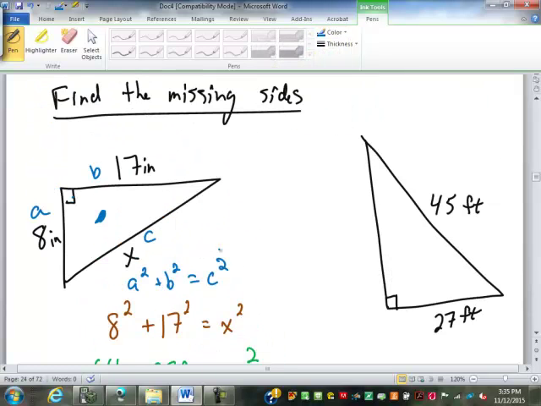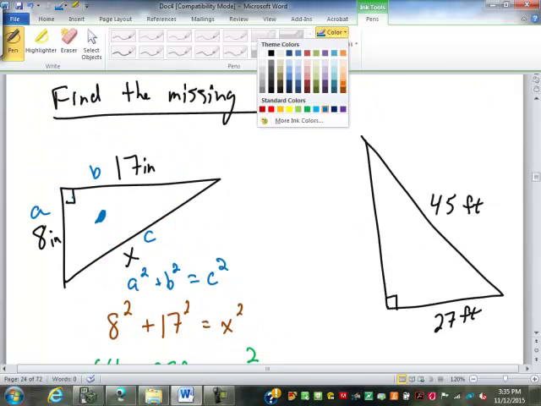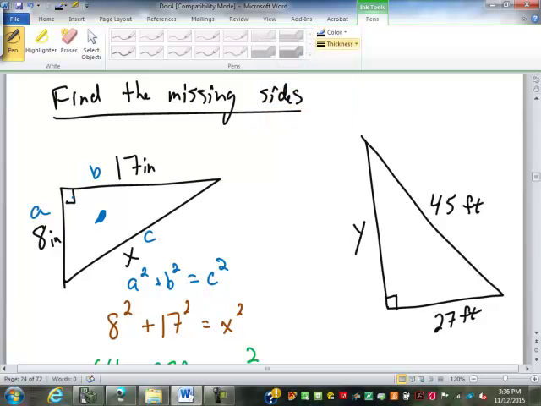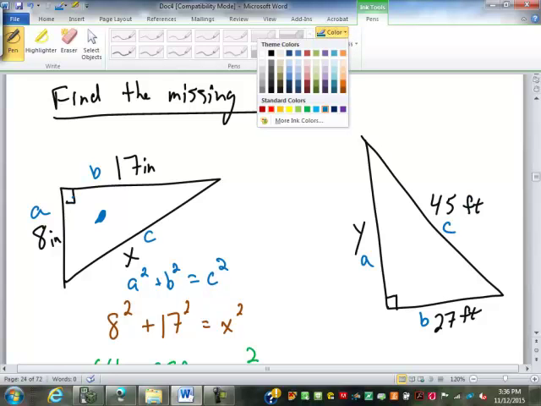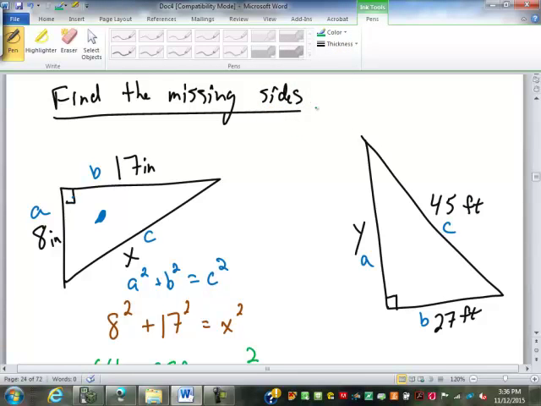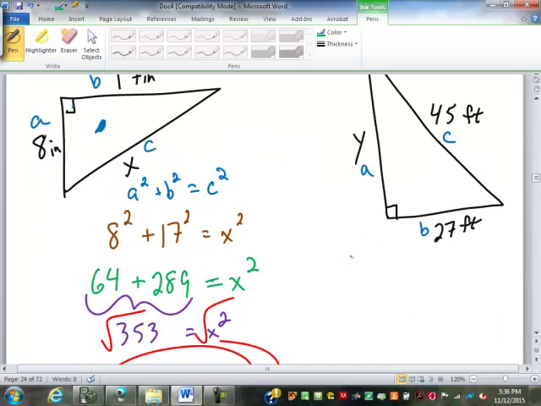So then for the second one, I guess I should put a variable here. I'm going to put this as y to find that missing side. What two sides are my legs? Y and 27. So I'm going to call those A and B. So then the hypotenuse, 45, would be C. So what's going to go in my equation here? Y squared plus 27 squared equals 45 squared.